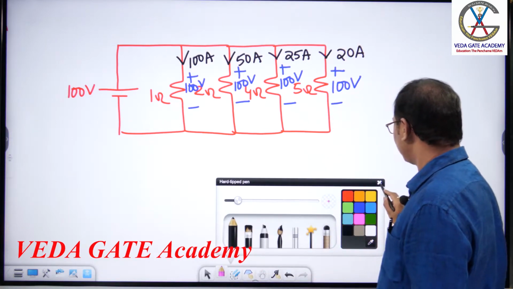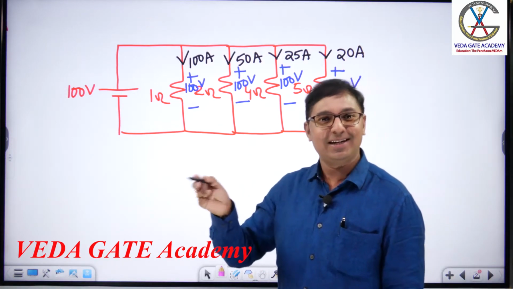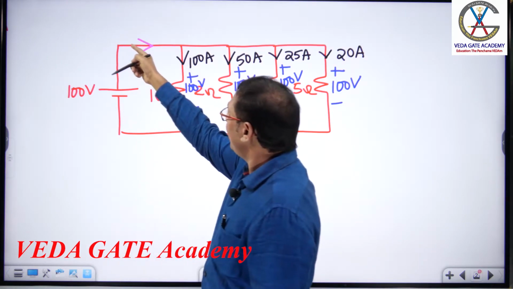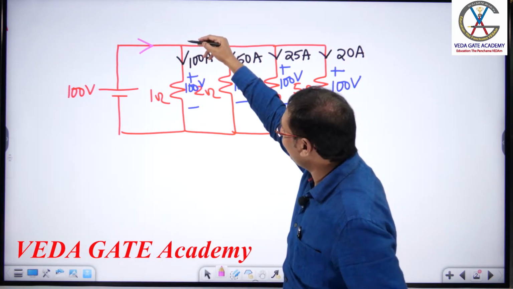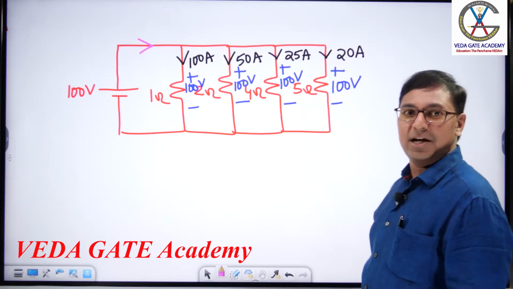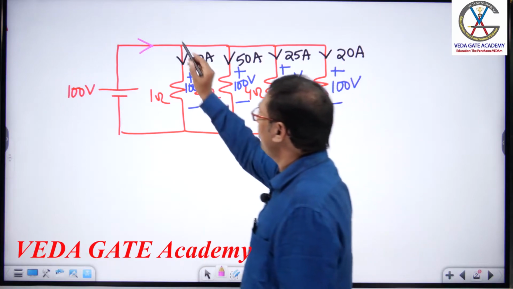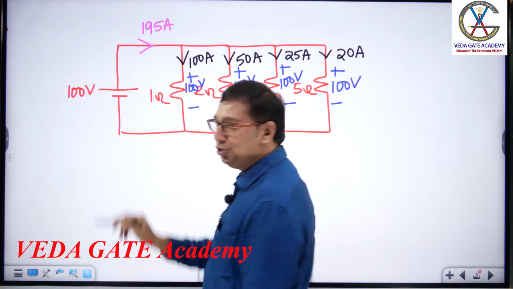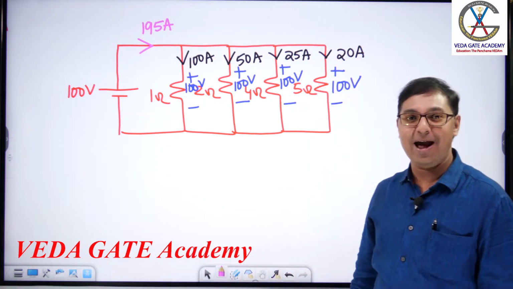One more question I wish to ask here. What is the value of current that is coming out of the source? That is divided like 100, 50, 25 and 20. What is the value of that current? 195 amps. If you add all these black currents, you get a pink current, which is 195 amps.